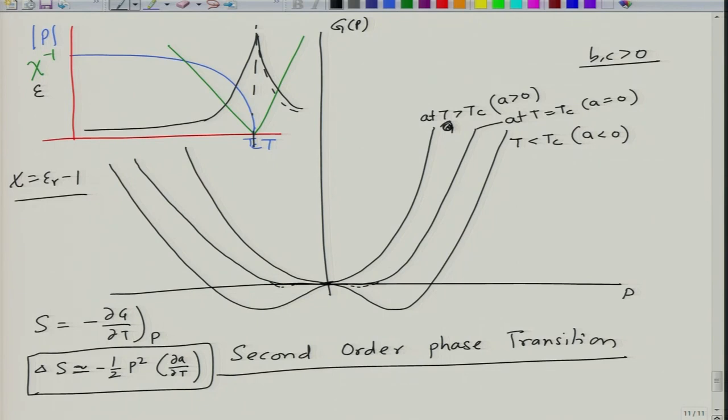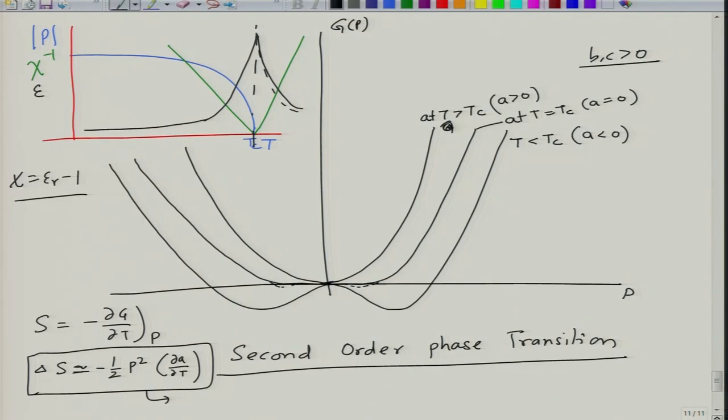If there is a discontinuity, then it is a first order phase transition. If it is continuous, then it is a second order phase transition. So this is basically a second order phase transition. It is seen in materials such as Rochelle salt, KH2PO4, etc. Okay. So what we will do is that we will stop here.